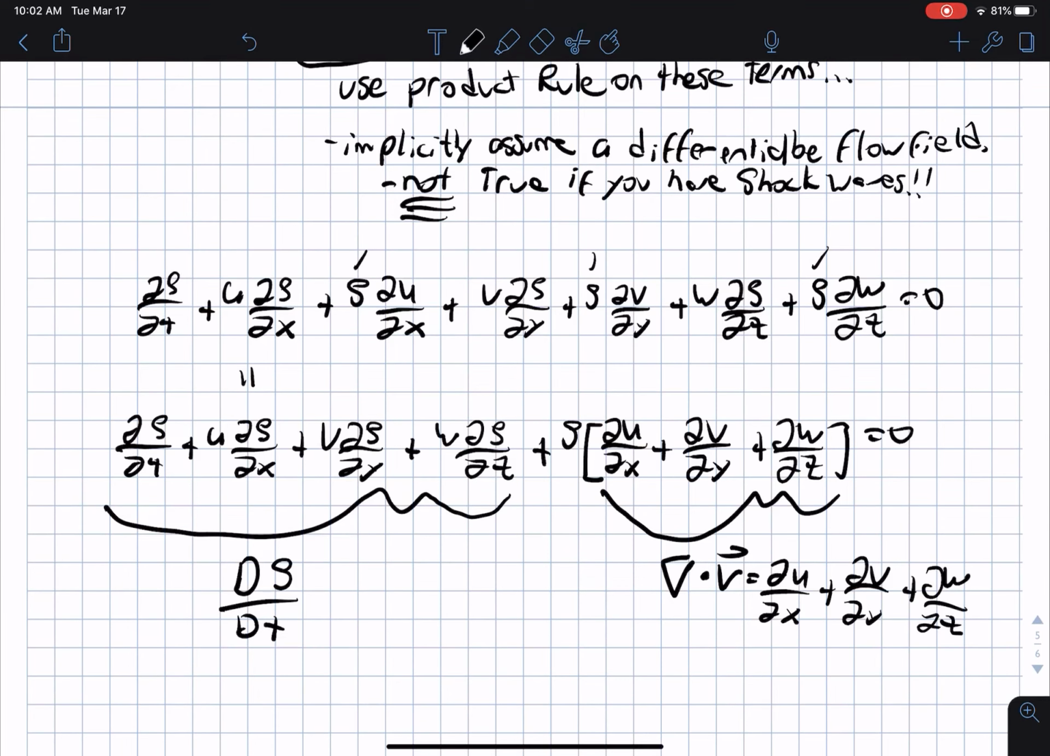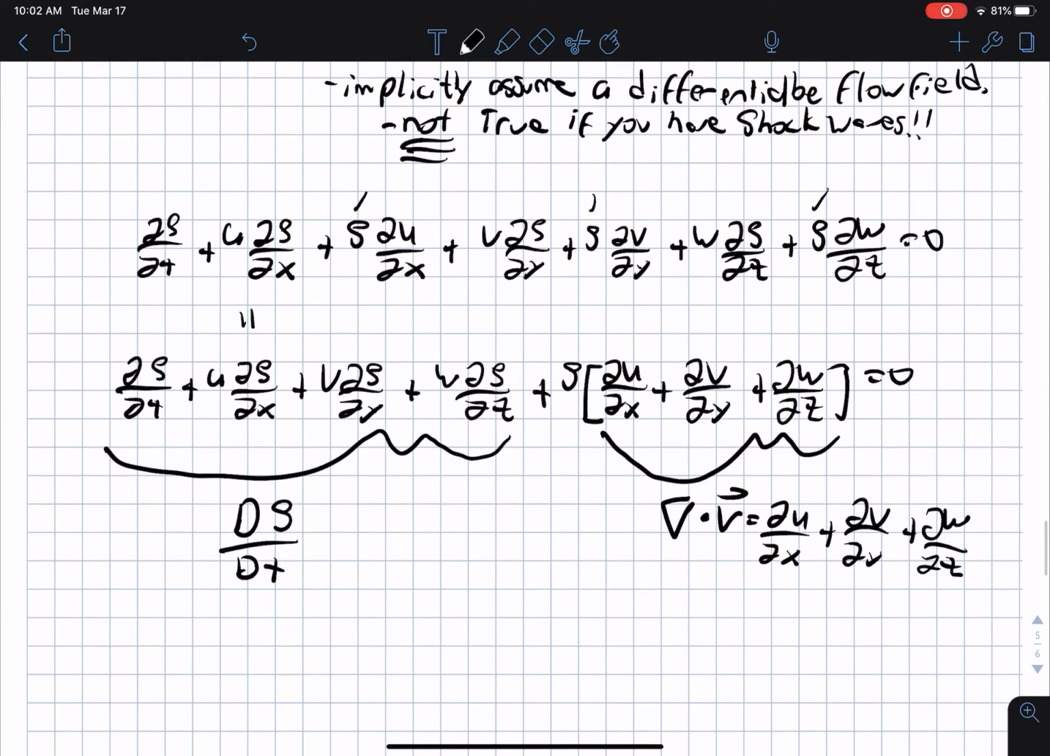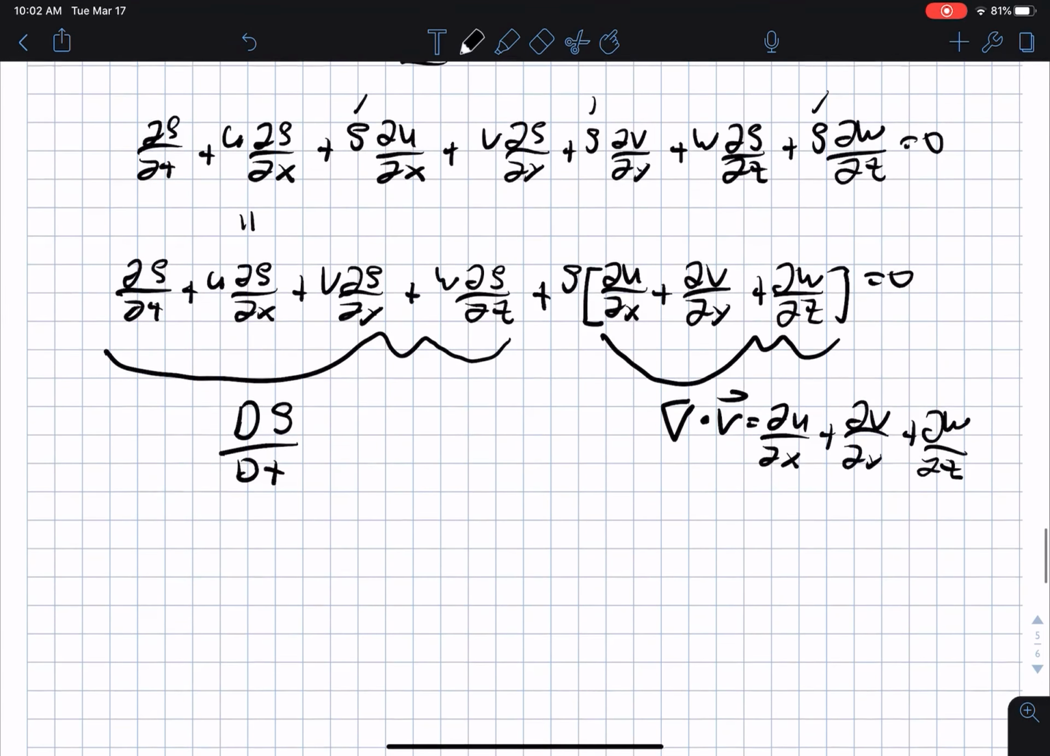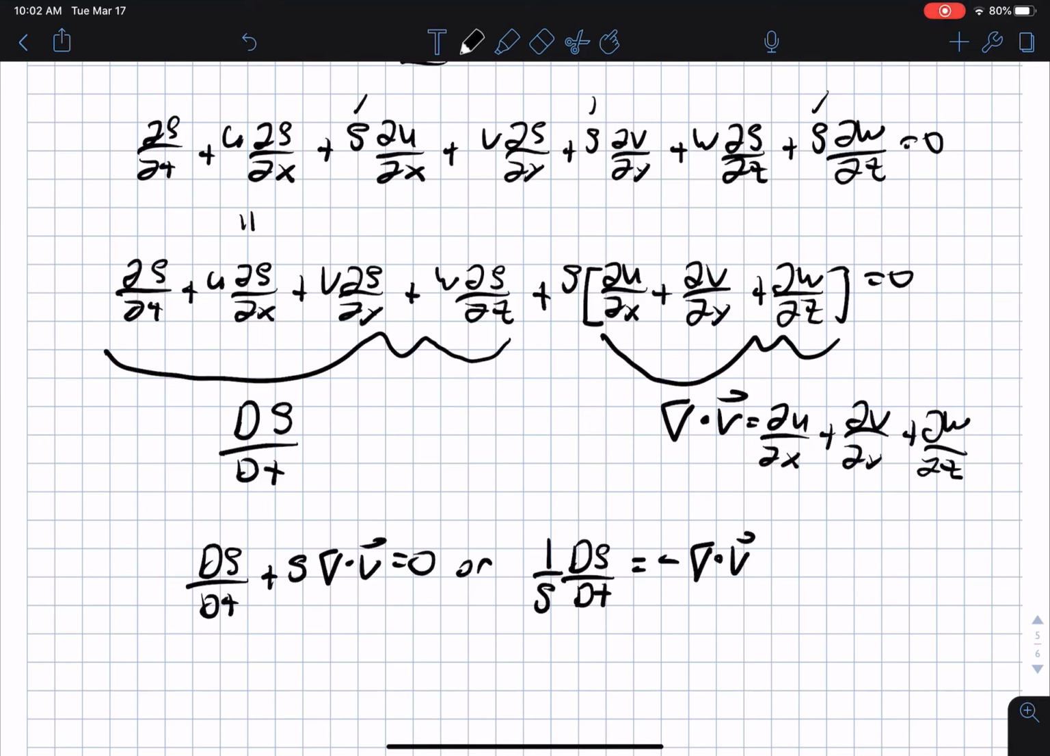So this equation here, if we use the product rule on partial rho u partial x, partial rho v partial y, and partial rho w partial z, turns into d rho dt plus rho times the divergence of the velocity is equal to 0, or 1 over rho d rho dt equals minus the divergence of the velocity field.